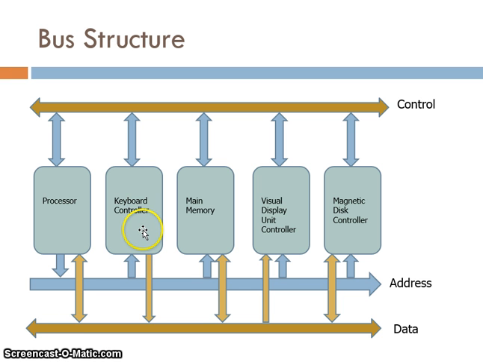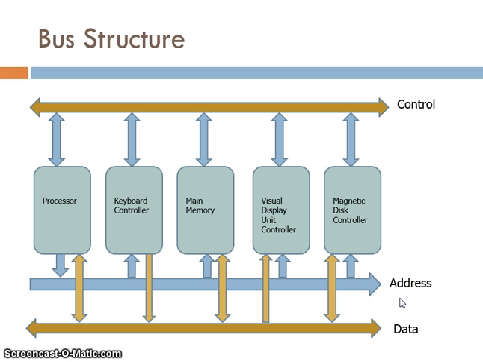The keyboard controller is an input device, therefore it puts data onto the data bus. Main memory, data and instructions can be read from the data bus and can also be placed on the data bus, hence it's bi-directional. A VDU is an output device, so this will take data off the data bus. And a magnetic disk controller links in with our hard disk drive, our secondary storage, therefore we can read and write to our hard disk drive, so that is the two-way to our data bus.